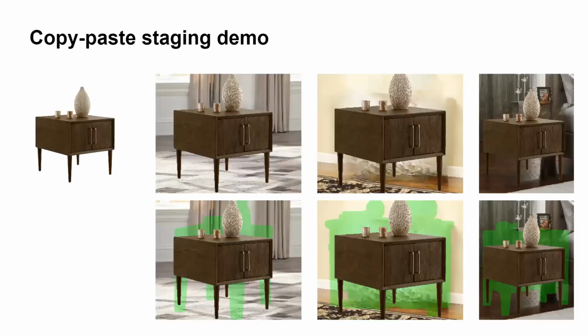There are some bad examples that we saw in copy-paste staging as well. For example, in the case of this table, if you look at this middle image, the in-painted region is not looking great, and the main object that we copied back is not able to hide these mistakes in the in-painting model. So this is not a great example. But for the other 2 images, the left one and the rightmost one, the model seems to have done a better job.